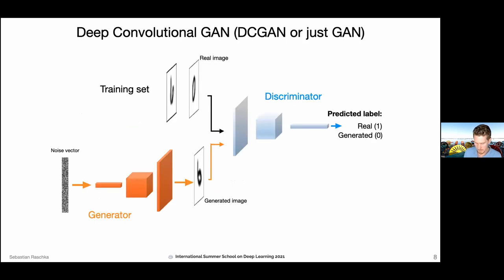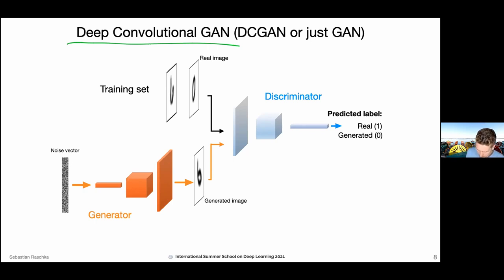So here I sketched an outline of a GAN. This is a deep convolutional GAN, DCGAN. Nowadays, when people talk about GANs, I would say 90% of the time they mean a deep convolutional GAN. So it's essentially a GAN with convolutional layers, because if you work with images, it's helpful. As you learned yesterday in Jacek's lecture, it's useful to work with convolutional layers. This GAN consists of two neural networks, essentially. It's a neural network consisting of two subnetworks.